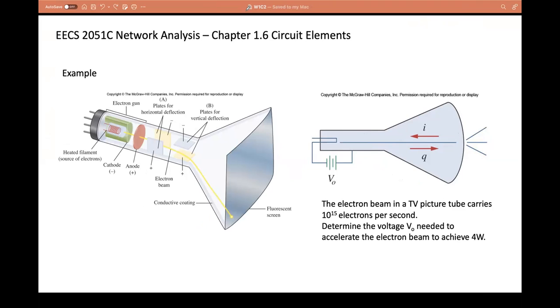Don't overthink it. It should be pretty easy, straightforward. One hint is the value given here, the 10 to the power of 15, this is a charge. I make it kind of obvious. This is a charge, the quantity of charge. Okay, you have 2 minutes to calculate.